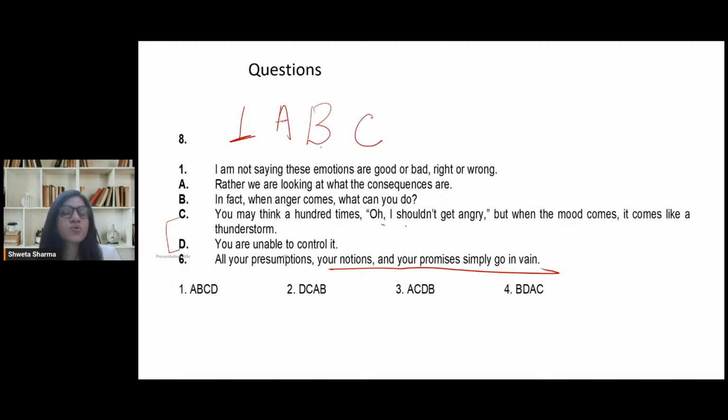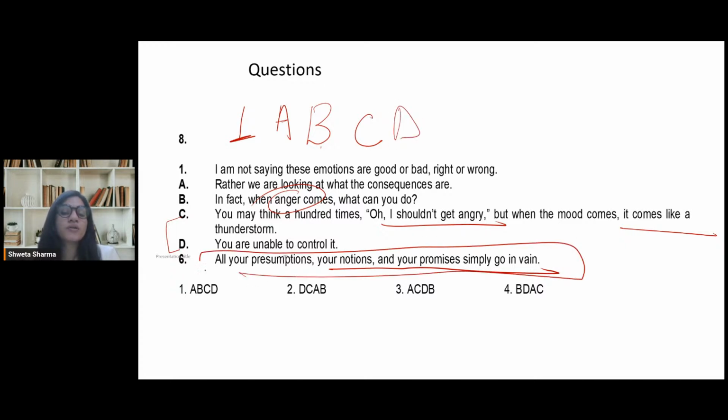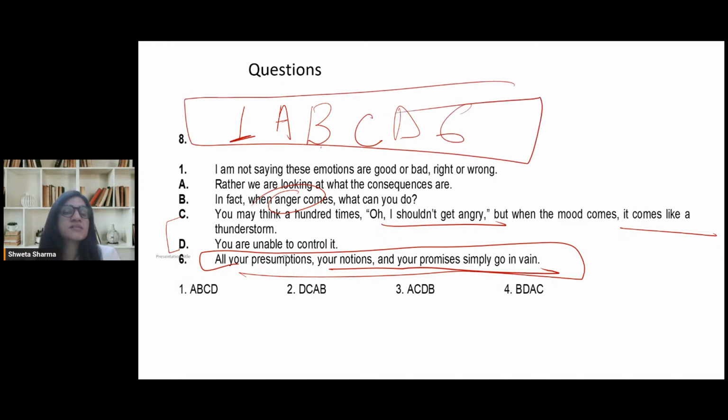You may think 100 times, oh, because anger is there. I can feel that angry emotions are coming up inside me. I shouldn't get angry. But when the mood comes, it comes like a thunderstorm. You're unable to control it. And then all your presumptions, notions, promises simply go in vain. So we have 6 here. So 1, A, B, C, D, 6. The final sequence you've got, the answer is A.